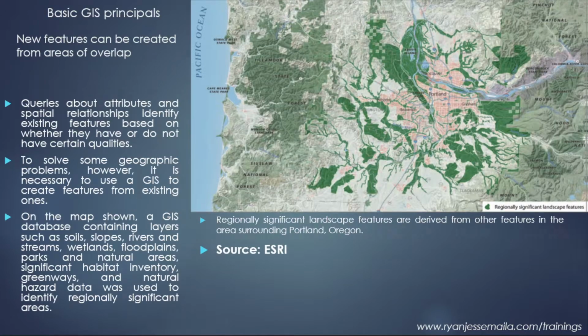So depending on the data set that you have and the expertise that you have, you can use certain types of data sets to derive new information from that data set, which you can now use to make decisions or make certain changes. And this is what it means that new features can be created from areas of overlap.